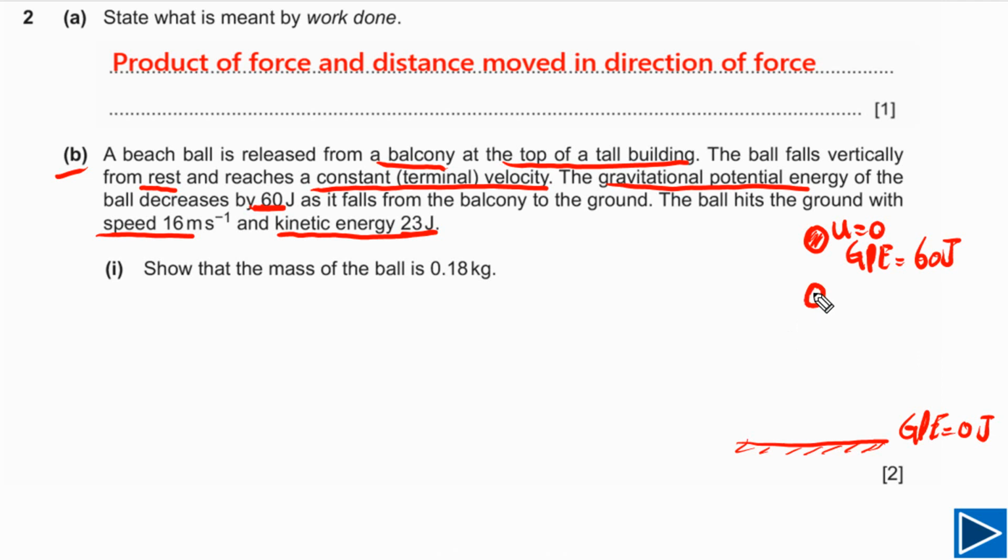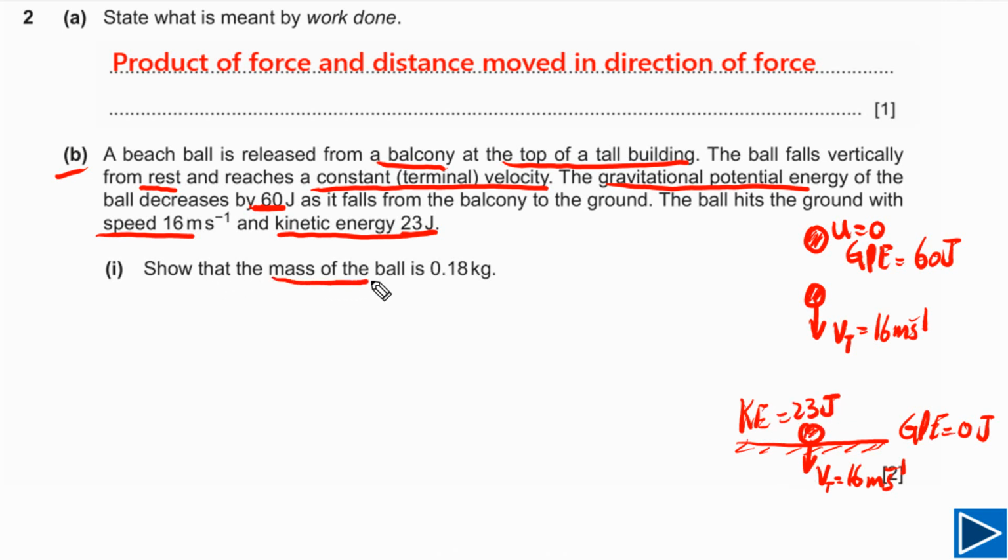It is also given to us that the ball reaches a terminal velocity. We can write down Vt, and the value of Vt is given, that is 16 meters per second. It is also given that when the ball hits the ground, it hits the ground with a velocity equal to the terminal velocity. The velocity has magnitude 16 meters per second. And the kinetic energy at this point is also given, that is equal to 23 joules.